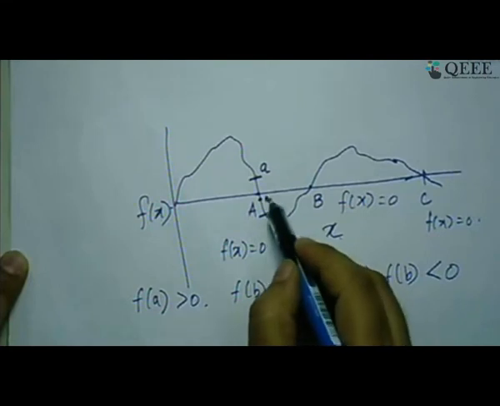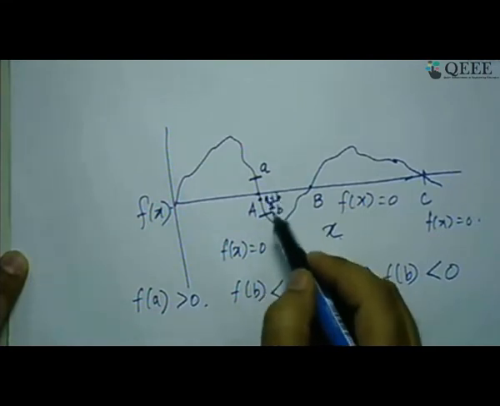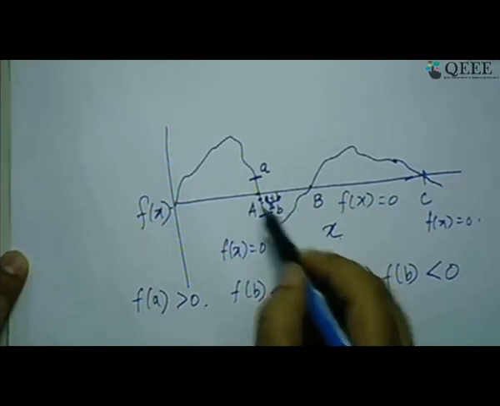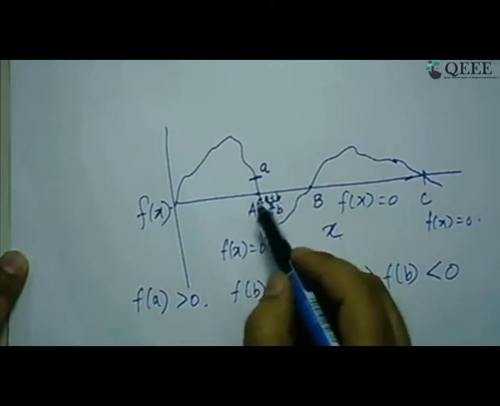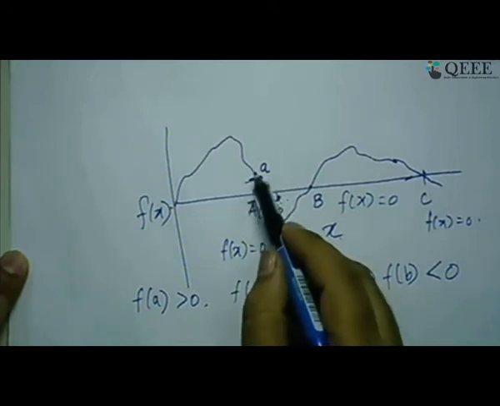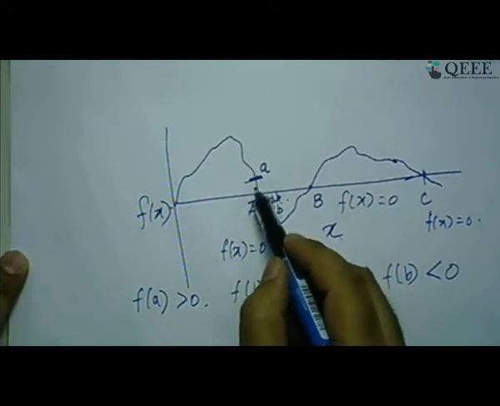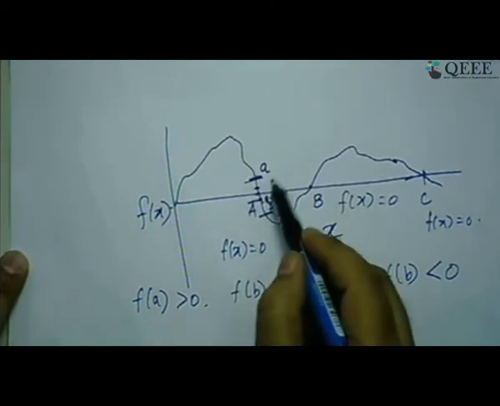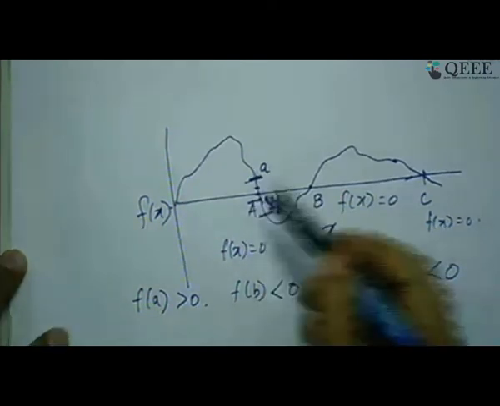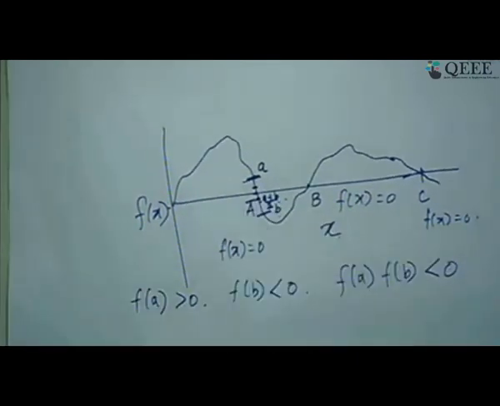So that is A plus B by 2. Now you calculate f of A plus B by 2. f of B will be positive, f of A and f of A plus B by 2 will be negative. So that means your root is bracketed between A plus B by 2 and A. Now you take the average of these two, so that will be A plus B by 2 plus A, divided by 2, and for that point you do the same. So you keep doing this till you converge to the solution.